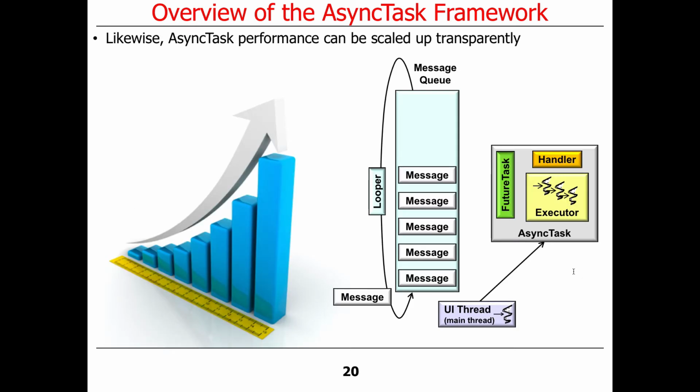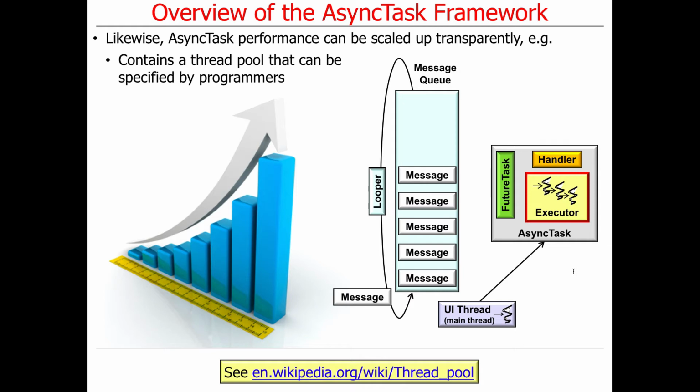Another neat thing about the AsyncTask framework is that you can scale up the performance transparently. And the way you do this is you can give it a thread pool. And this thread pool can be specified and then given to the async task when you invoke some of its methods. There's a method called execute on executor. And when you call execute on executor, you can pass in a thread pool of some variant, and that will then be used to run async tasks in background threads.